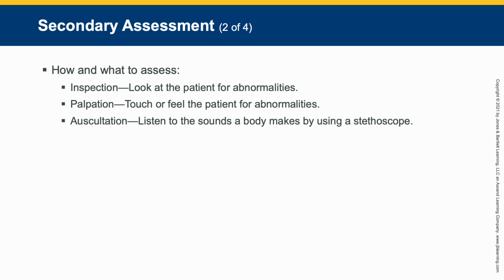Now, to conduct a thorough secondary assessment, you'll use three primary techniques: inspection, palpation, and auscultation. Inspection simply means you're going to visually scan the body for any obvious signs of injury or illness, like deformities, rashes, swelling, bruising. But then you have palpation, which involves gently feeling the body with your hands to detect tenderness, instability, crepitus, maybe some hidden bleeding.